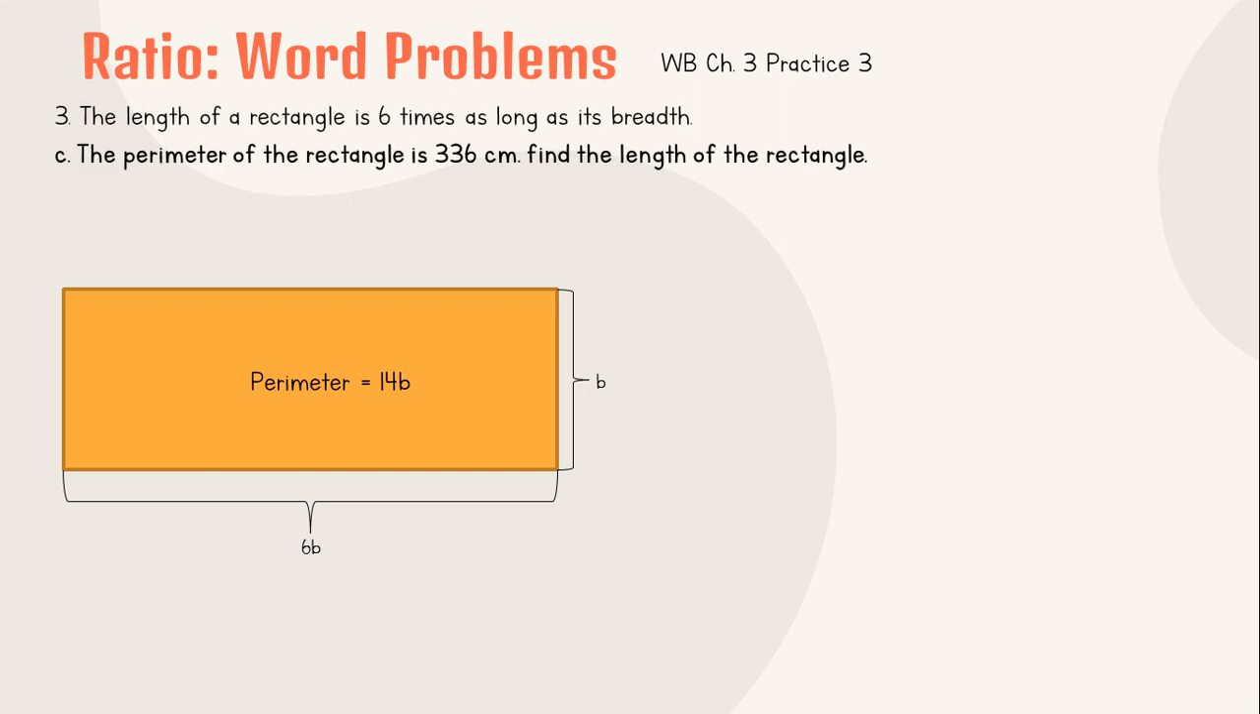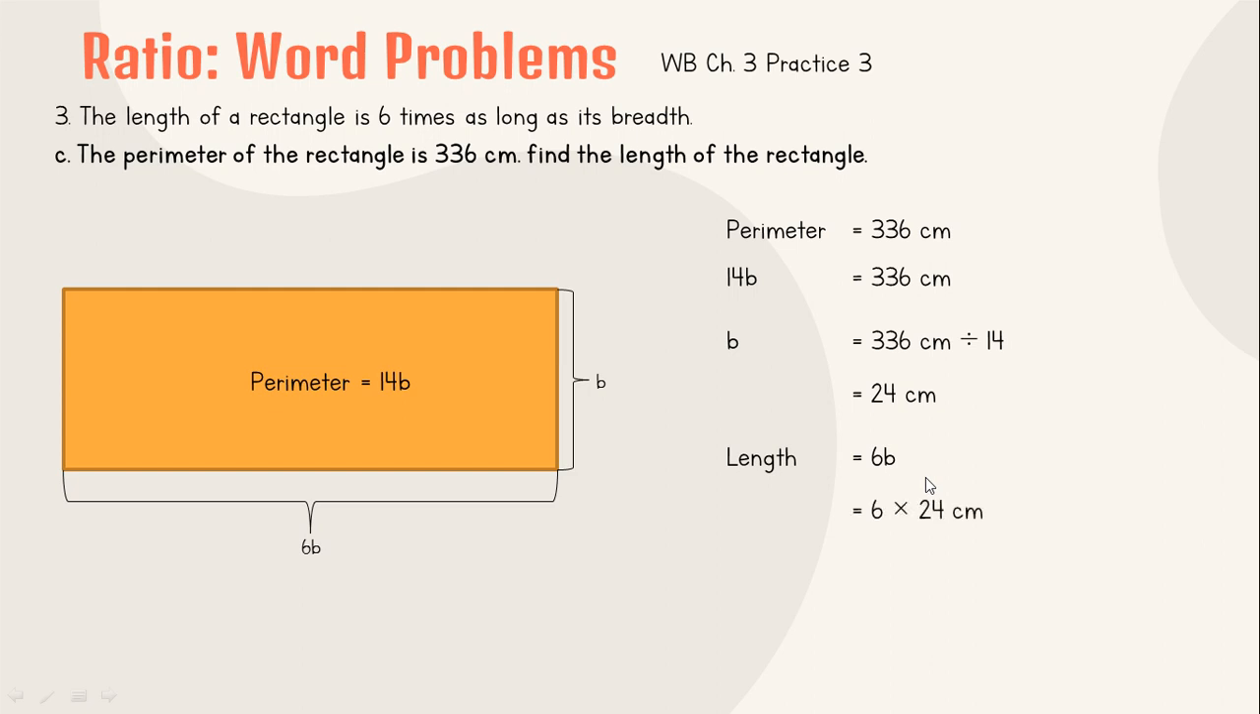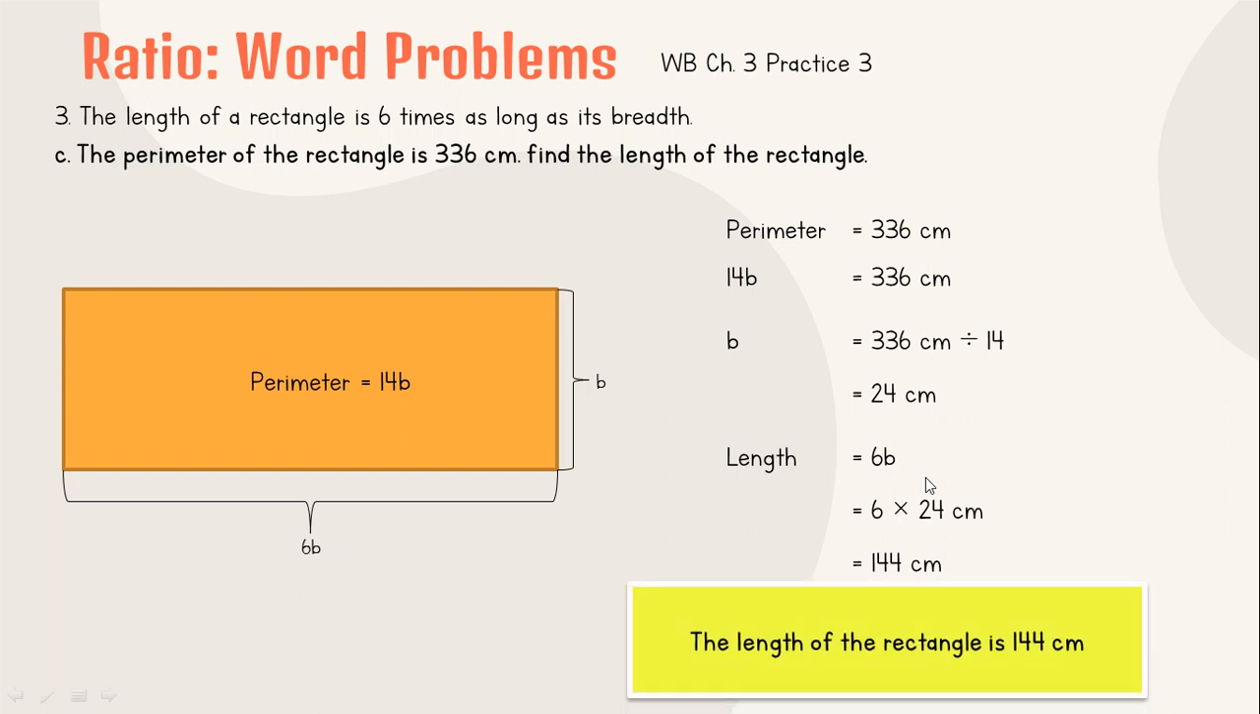The perimeter of the rectangle is 336. Find the length of the rectangle. So we know that the perimeter is 336. We know that perimeter is 14b. Right? Jadi di sini kita nggak perlu lagi tulis formulanya because we know that perimeter is 14b. 14b is 336. 1b equals 336 divided by 14 equals 24. Now the question is asking you the length. 6b. So 6 times 24 equals 144. The length of the rectangle is 144 centimeters.